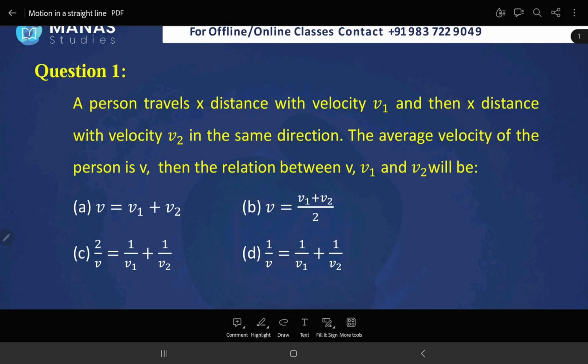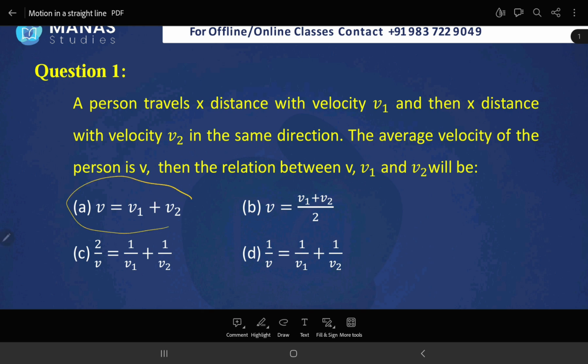Hey everyone, this type of question comes in the exam. A person travels a distance x with a velocity v1 and x distance with velocity v2 in the same direction. That means the displacement is not zero. He is asking for the average velocity. So what will be the formula, or what will be the answer?